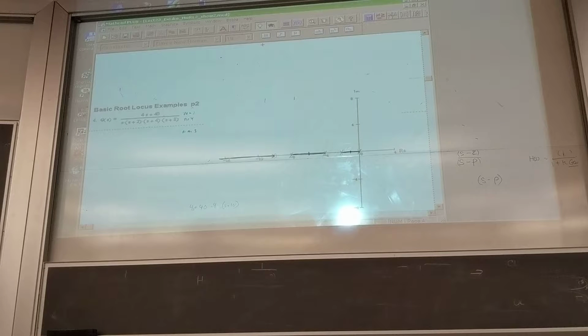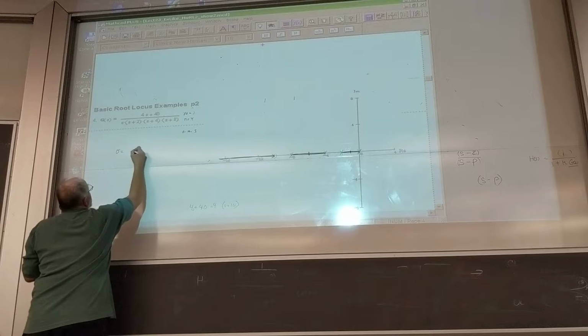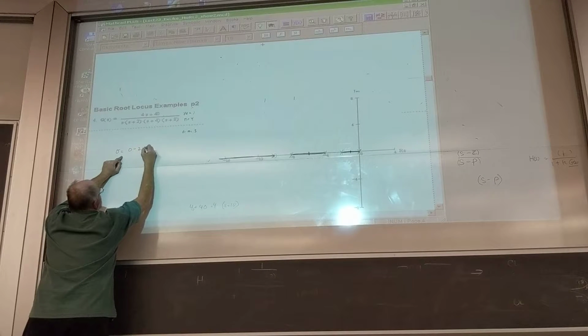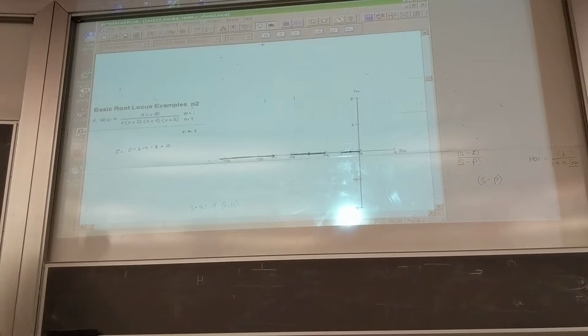Okay, so what are we going to do? Well, let's find the centroid and see if we can figure something out about that. Equals 0 minus 2 minus 4 minus 8 plus 10. Whoa, I did that fast. What did I do? Added up the pole locations.